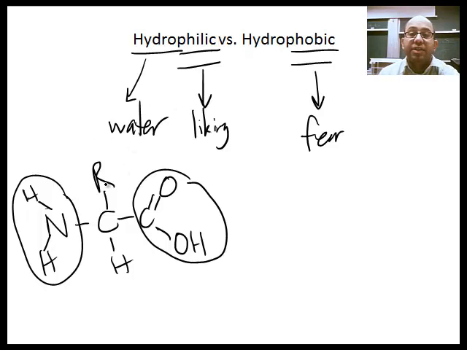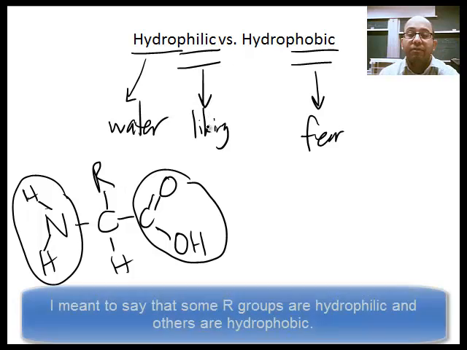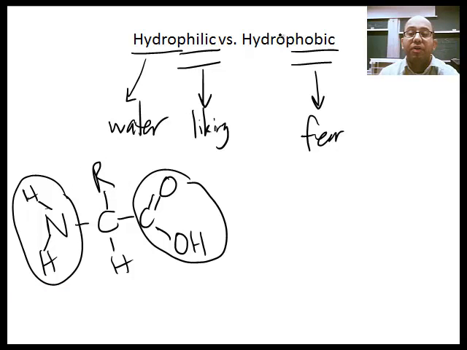So some of the R side chains are hydrophilic, and some of them are hydrophobic. If they're hydrophilic, they undergo a certain kind of bonding, and if they're hydrophobic, they go through another type of bonding, and we will talk about that when I talk about the polar and nonpolar amino acids.